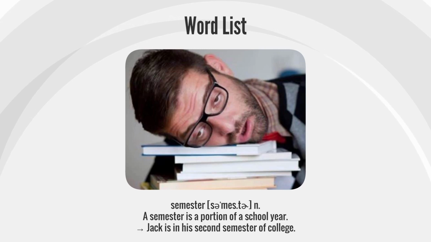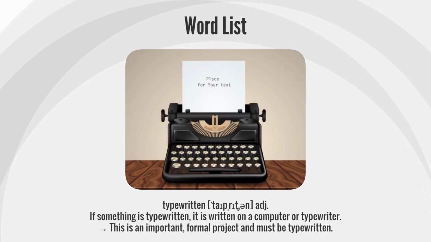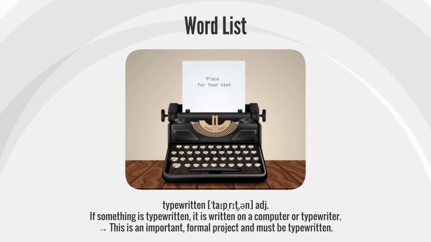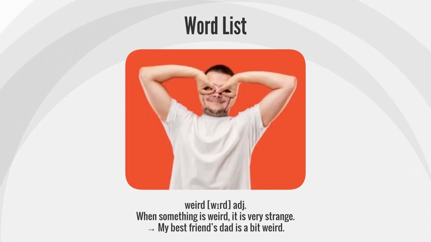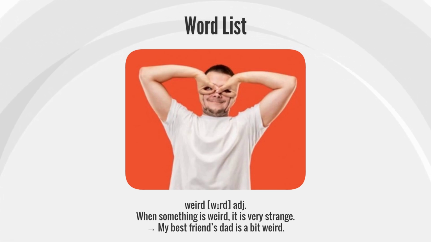Semester. A semester is a portion of a school year. Jack is in his second semester of college. Typewritten. If something is typewritten, it is written on a computer or typewriter. This is an important formal project and must be typewritten. Weird. When something is weird, it is very strange. My best friend's dad is a bit weird.